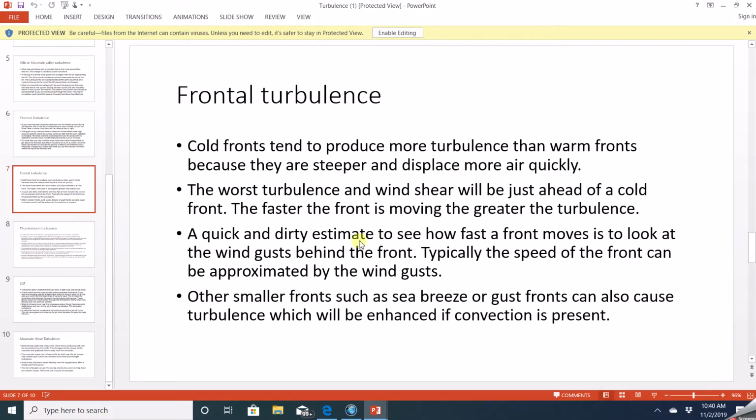Sometimes you can watch a front and see how fast it's moving by looking at wind gusts behind the front. You looked at the other day, that front was moving about 30 miles an hour or more, maybe even close to 40, and there were wind gusts behind that front of around 35 to 40 miles an hour. So it gave you a good approximation of how fast your front is moving.